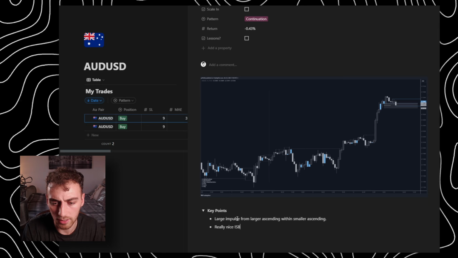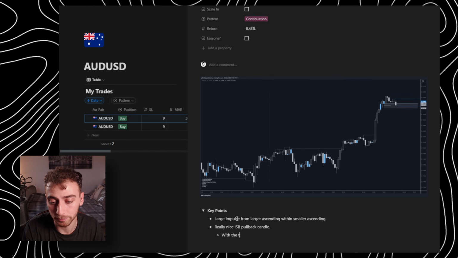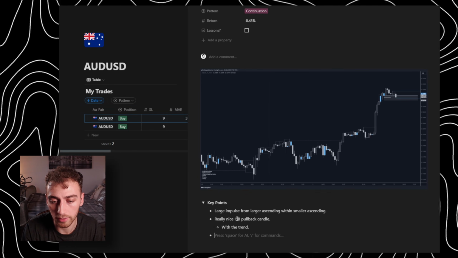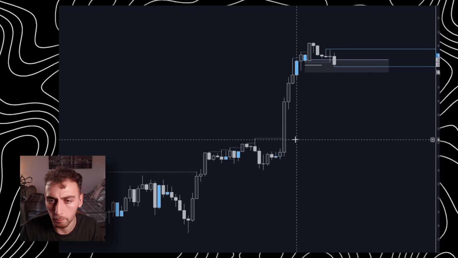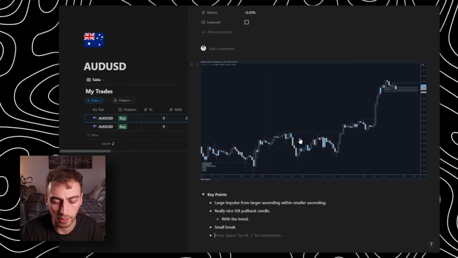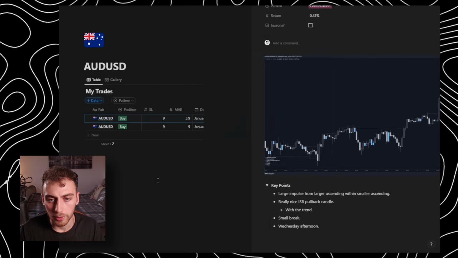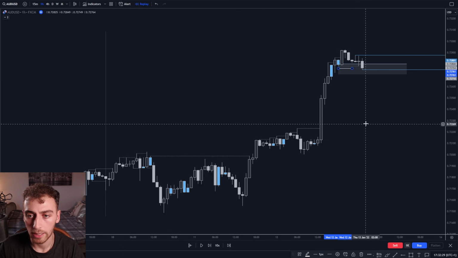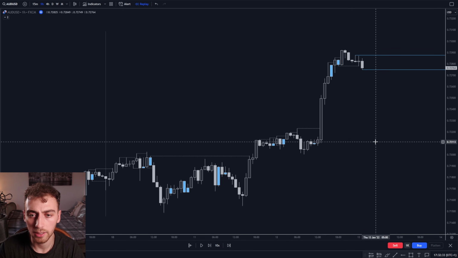Really nice inside bar pullback candle, because it was with the trend. Those are always very nice, and it was a small break, but in my opinion worthwhile because of that pullback candle, and it was on a Wednesday afternoon. There we go. That trade is journaled. So now I tend to delete the stop losses, and then I will hide this, and then I'll name it and put it in a folder like I described before.